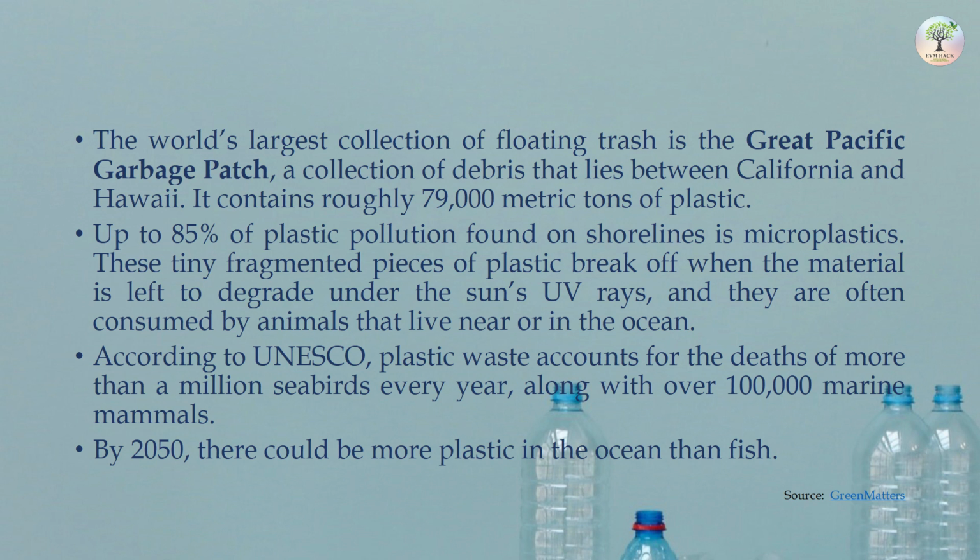Up to 85% of plastic pollution found on shorelines is microplastics. These tiny fragmented pieces of plastic break off when the material is left to degrade under the sun's UV rays, and they are often consumed by animals that live near or in the ocean. According to UNESCO, plastic waste accounts for the deaths of more than 1 million seabirds every year, along with over 100,000 marine mammals. By 2050, there could be more plastic in the ocean than fish.